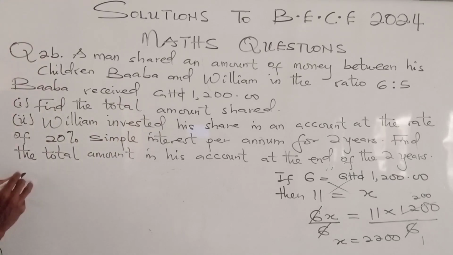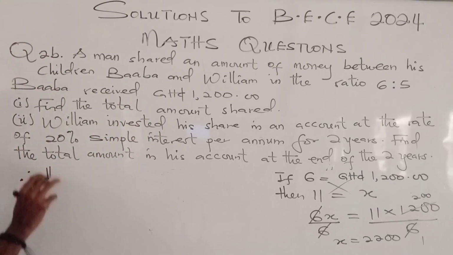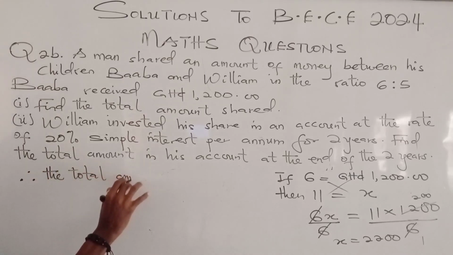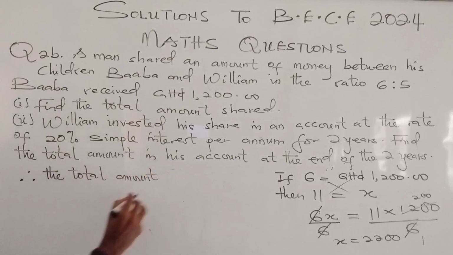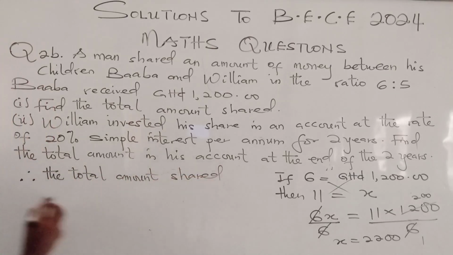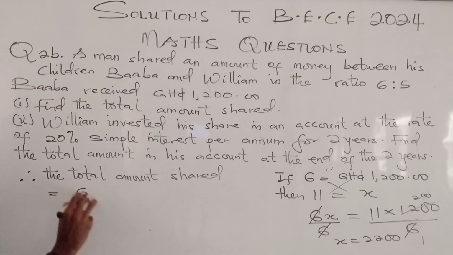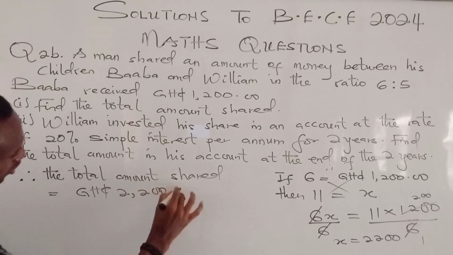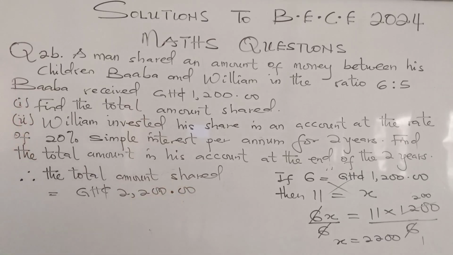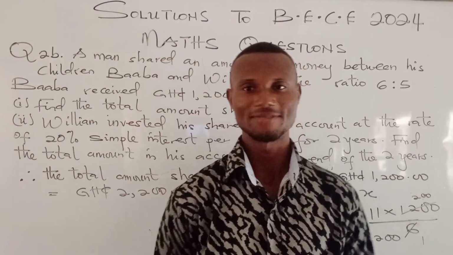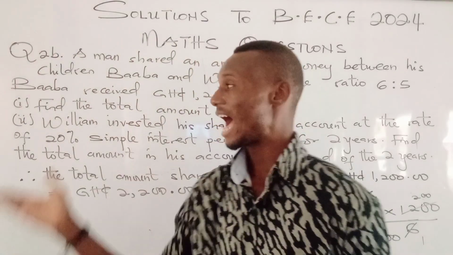So therefore, the total amount shared is equal to 2,200 Ghana cedis. I hope the explanation is clear enough and you understand it. So that's the I part of the question.